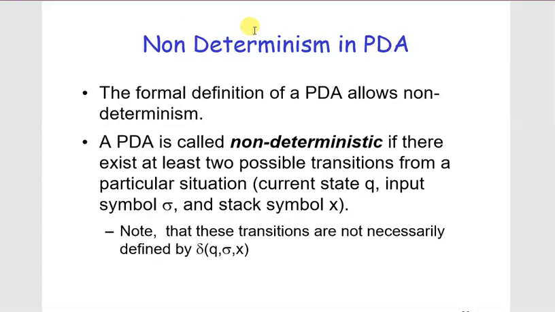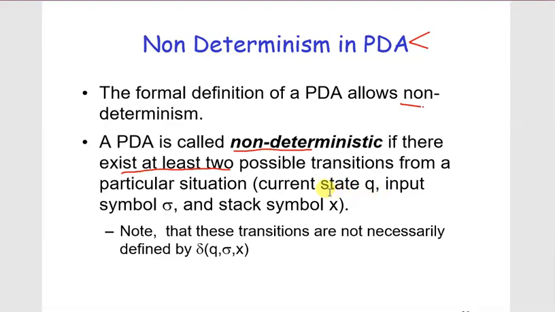Non-determinism in PDA. The formal definition of PDA allows non-determinism. A PDA can be deterministic or can be non-deterministic. A PDA is called non-deterministic if there exist at least two possible transitions from a particular situation.